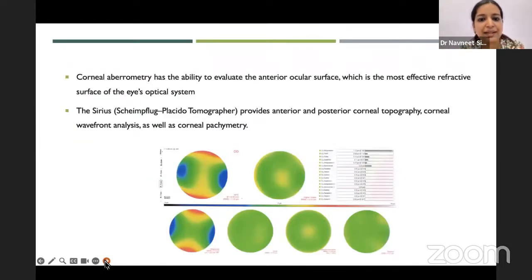Corneal aberrometry has the ability to evaluate the anterior corneal surface, which is the most effective refractive surface of the optical system. And it can also assess the posterior corneal surface in the newer technologies. So the Scheimpflug Placido tomographer provides anterior and posterior corneal topography, corneal wavefront analysis, as well as corneal pachymetry. This is quite important in assessing any patient before undergoing refractive surgery.